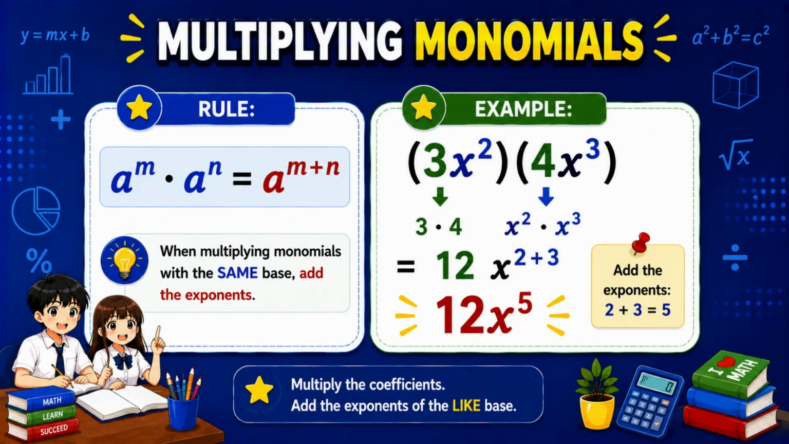When multiplying monomials, multiply the numerical coefficients. For the same base, add the exponents. 3 times 4 is 12, and 2 plus 3 is 5. Therefore, the answer is 12x to the 5th power.